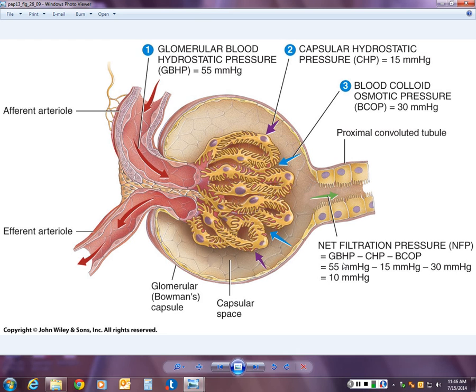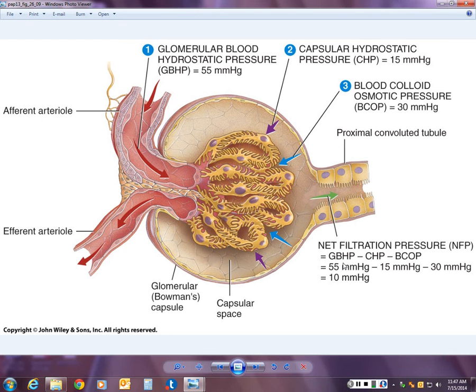At its essence, I absolutely need you to understand what the driving force behind filtration is. And if you look at it, it's kind of simple to see from the number standpoint. The highest number wins. The biggest number dominates. 55 versus 15 versus 30. Well, it's the 55 of the glomerular blood hydrostatic pressure that becomes dominant. Therefore, that 55 is what drives filtration at the glomerulus. It is the glomerular blood hydrostatic pressure that is driving filtration.